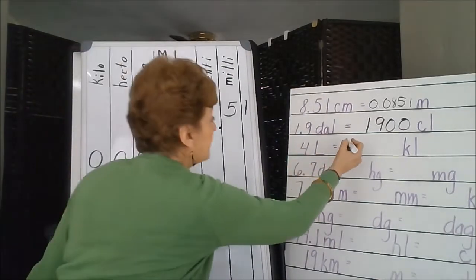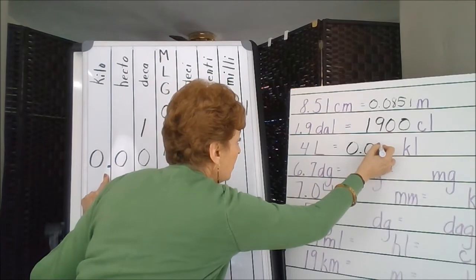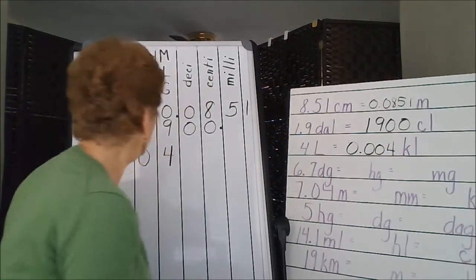4 liters translates to 0.004 kiloliters.